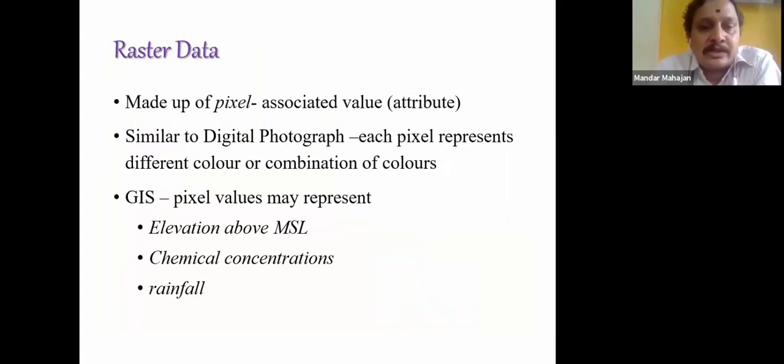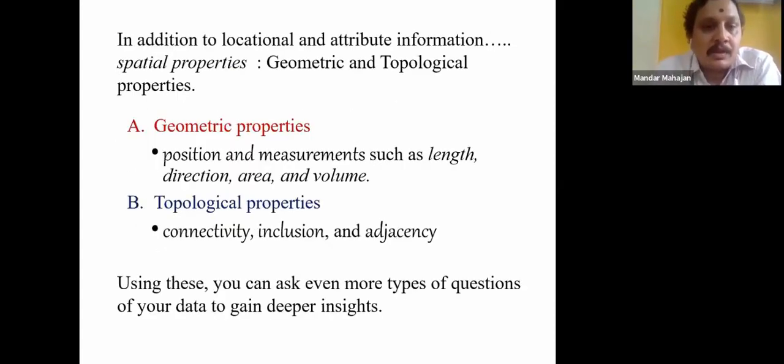Now we come to raster data. Basically all satellite imageries are in the form of raster data, that is, in pixel size. This gives geometric properties and topological properties. What is the meaning of geometric properties? Geometric properties give the position and measurements, and topological properties mean how adjacent features are connected to each other, and what the correlation between them is.